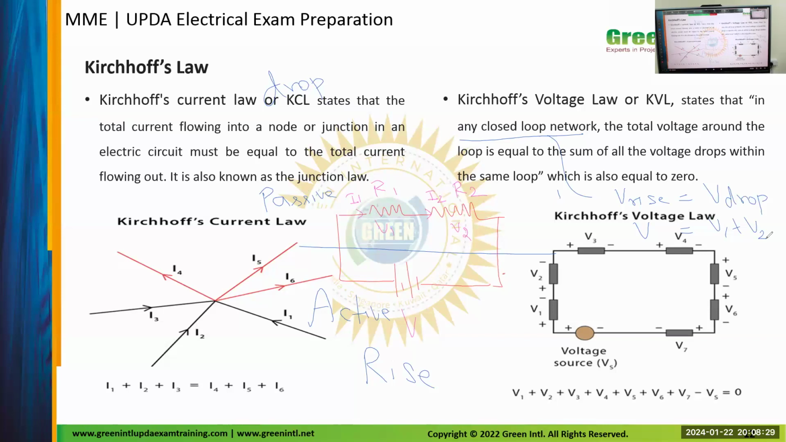In our house, we have a TV remote. The TV remote is an example of Kirchhoff's voltage law, because if we open it, there are two batteries, two 1.5 volt cells connected in series, which together give 3 volts. Or we can take a torch light. The torch light is also an example of Kirchhoff's voltage law.